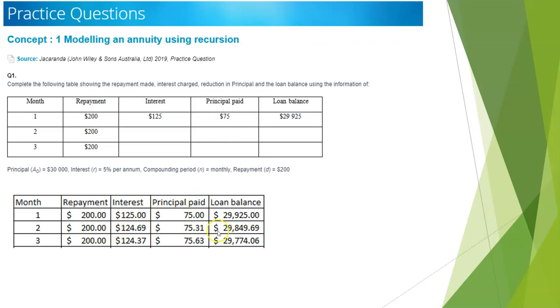So here I've set it up in Excel. So I've got 200. My interest is 0.05 divided by 12 times by $29,925, which will give me my $75.31 when I subtract these two together. Take it away from my previous balance. I get $29,849.69. My next lot of interest is 0.05 divided by 12 times that to get 124.37. Subtract these two together to get my 75.63. Take that away from our previous balance, and there's my table filled in.